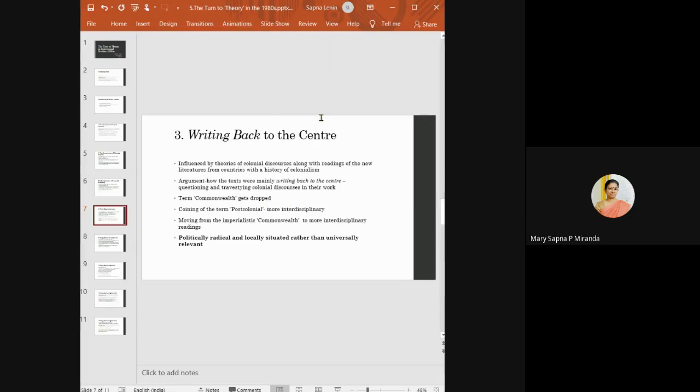So it's when we come to this particular way of studying and understanding the post-colonial experience that you have the coining of the term post-colonial. So post-colonial is more interdisciplinary. We have already seen how it takes inspiration from feminism, post-structuralism, ethnography. All these areas come into the picture. So again, this move from Commonwealth to post-colonial involves a movement away from the imperialistic connotations.